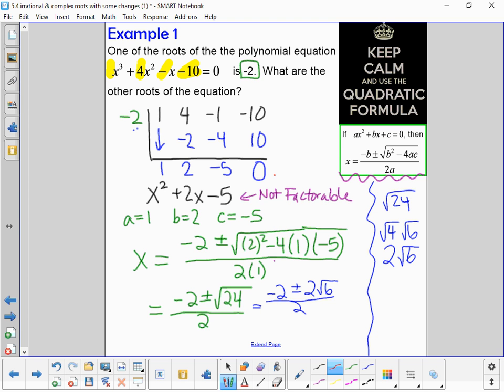And you might notice that all the terms in the numerator have a factor of 2, so we can actually divide that 2 out. In the first term right here, it's -2 over 2, so that reduces to -1. And in the second term, these 2's also reduce, so we have -1 plus or minus root 6. Those are the other roots of the function.